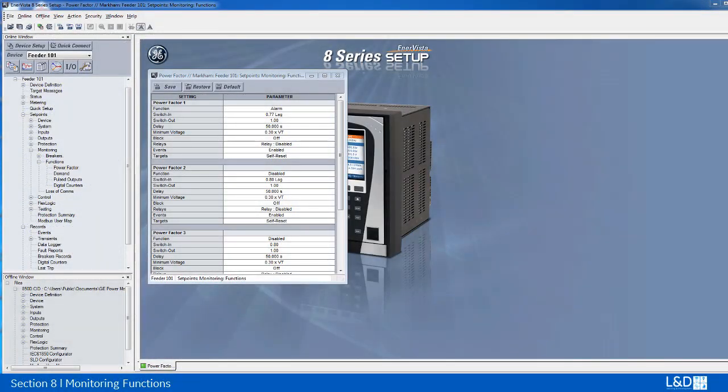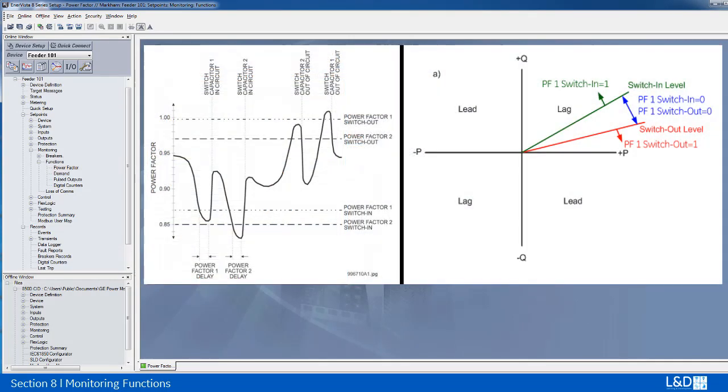Power factor can be used to control the capacitor bank to the circuit to compensate for low lagging power factor. The switch in and out setting can be set to lead or lag by entering positive or negative values. When a positive value is entered, the lag power factor is displayed. When a negative value is entered, then the lead power factor will be displayed.